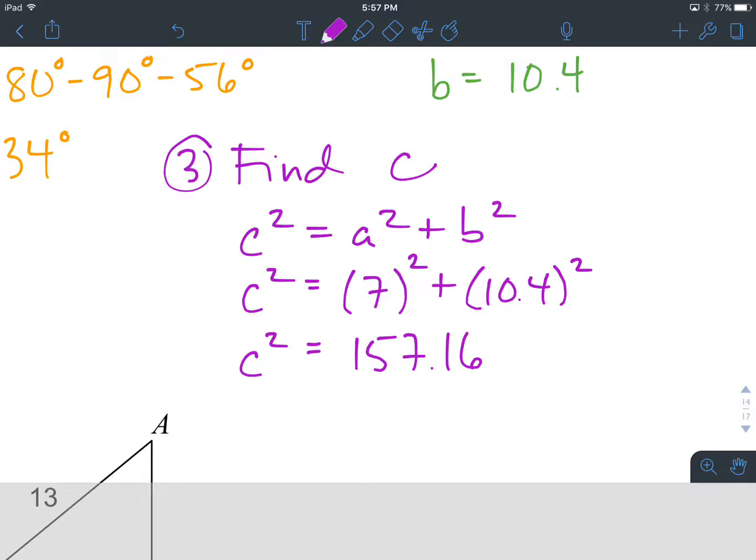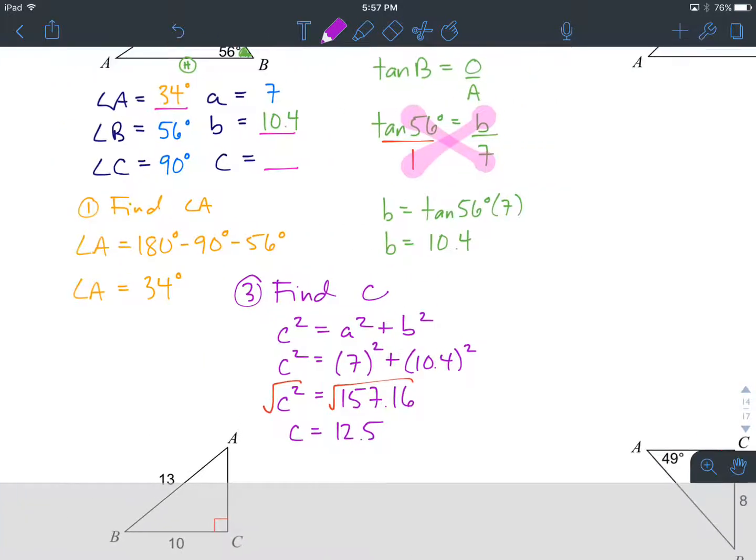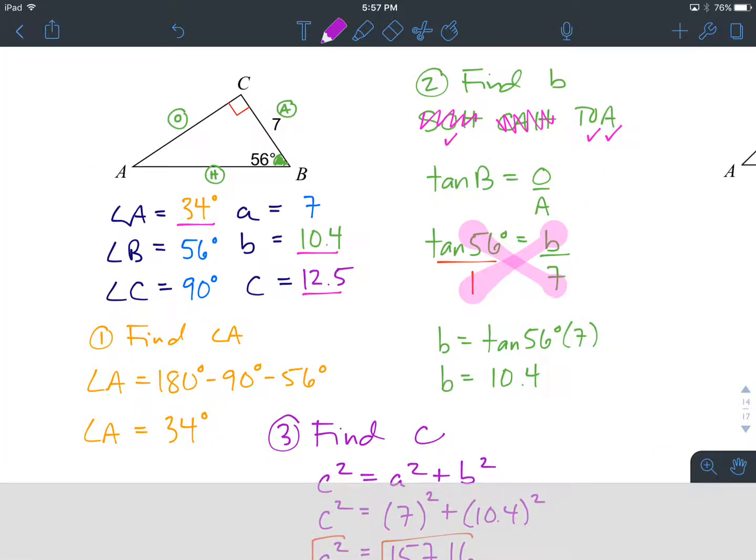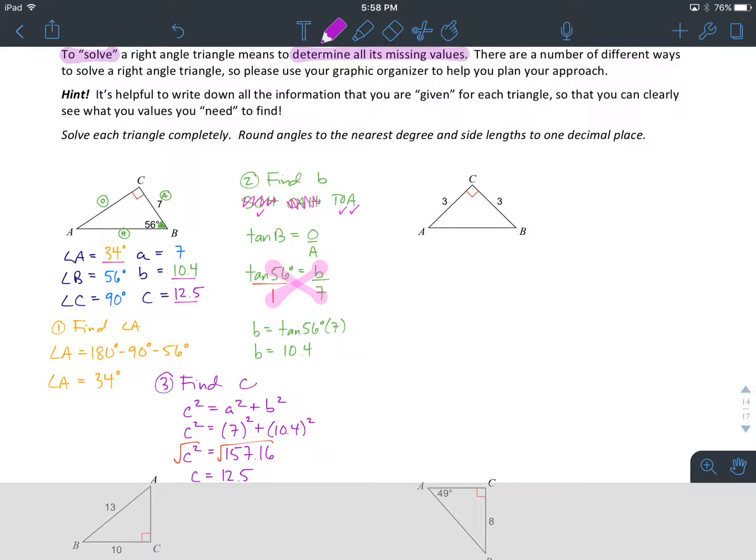And in order to get c, I'm going to square root those guys, and that's going to give me c is equal to 12.53, so 12.5. And I will put that in the table, 12.5. And now as I look, I can see that I have got all 6 pieces of information that I was missing. So I have completed a solution. I have solved this right angle triangle. So hopefully this process makes sense to you.